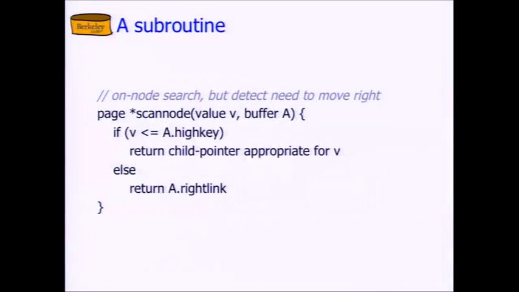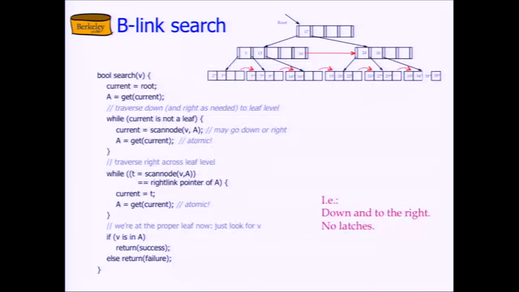All right. If your value is less than or equal to the high key, then do the usual B-tree thing. Return the pointer to the child that is the right child. But if your value is greater than the high key, return the right link. All right, so that's scan node. It's straightforward. Just remind yourself that as you're going through the tree, you may go down, you may go right. And here's the search algorithm.